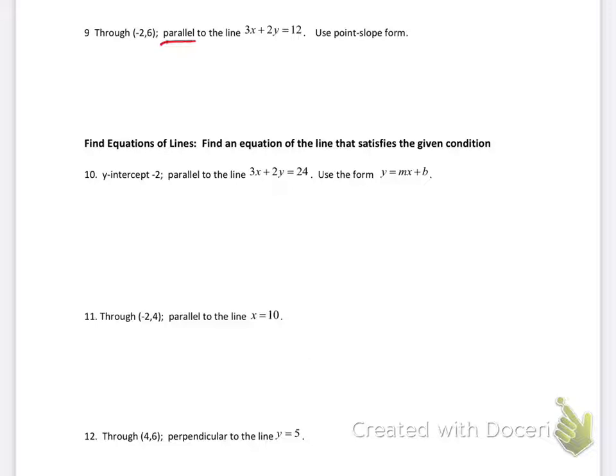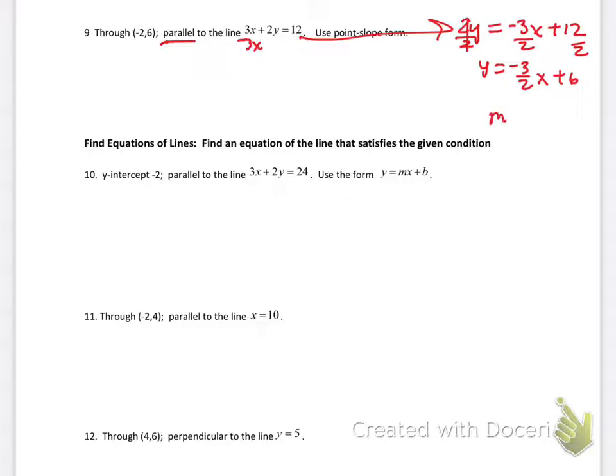The next one is parallel. Notice it's not in y-intercept form yet, so I am going to have to take this equation and put it in slope-intercept form. So 2y, if I move 3x over, then it's going to become negative 3x plus 12. Then I still have to divide everything by 2. So y equals negative 3 halves x plus 6 is the equation of this line in slope-intercept form. All right, so the slope of this line is negative 3 over 2, which means the slope of the line parallel is also negative 3 over 2.